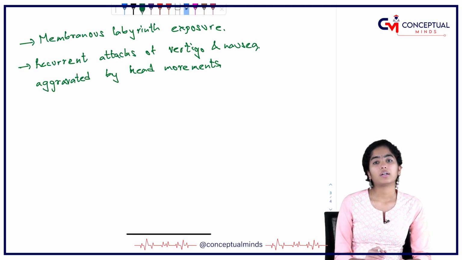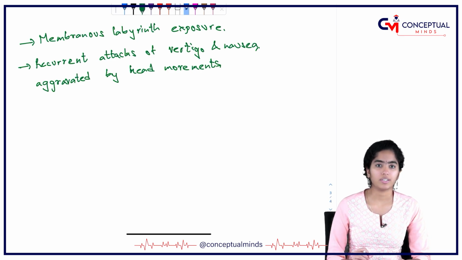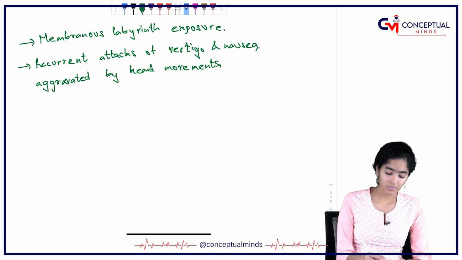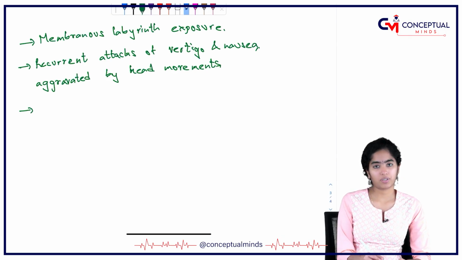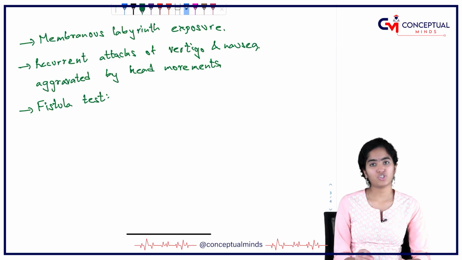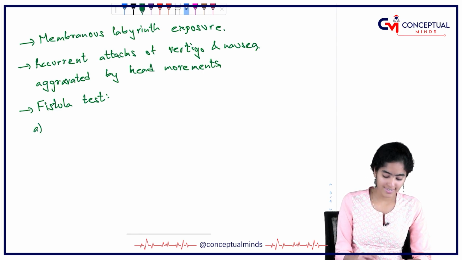Patient complains of transient vertigo when we increase the pressure in the ear. How can we do that? By two maneuvers. One is by putting pressure on the tragus, or we can increase pressure by using Siegel's speculum. This is what we call performing a fistula test. In the fistula test, pressure in the external ear is increased and we try to bring about nystagmus and vertigo. How is the pressure in the external auditory canal increased? By pressing the tragus.